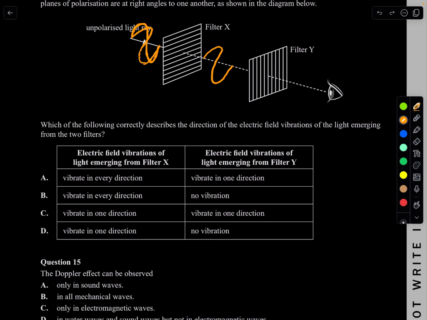So A, electrical field vibrations of light emerging from X, what is it? The ones that are emerging from X are going to be the horizontal. So vibrate in every direction or vibrate in one direction? It's going to vibrate in one direction. These were vibrating in many directions, but this would vibrate in one direction, which is the horizontal. So B and A are wrong. What about the next one? Electrical field vibration of light emerging from Y. So here, he's not going to see anything. There's no light. So D is your answer.